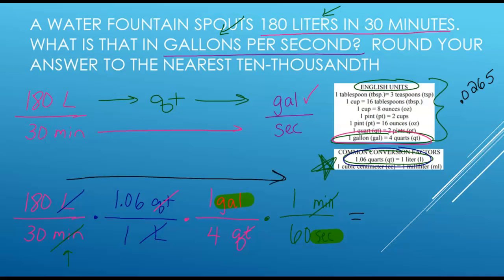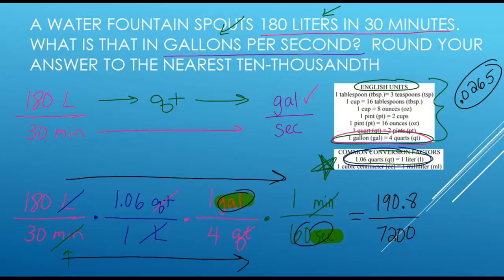All right, multiply straight across. 180 times 1.06 times 1 is the same. So that is equal to 190.8. If I multiply everything on the bottom together, I'll have to divide at the end, but 30 times 1 times 4 times 60 is 7,200. Now at the end, you would divide 190.8 divided by 7,200, and we indeed get 0.0265, and our units is gallons per second.